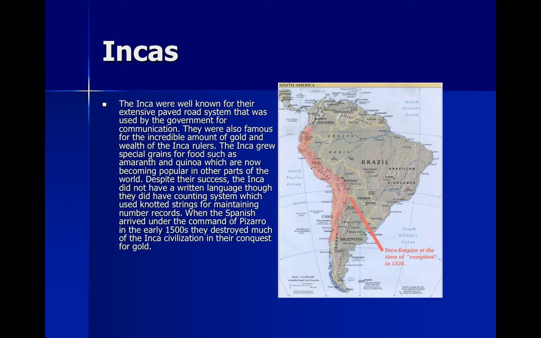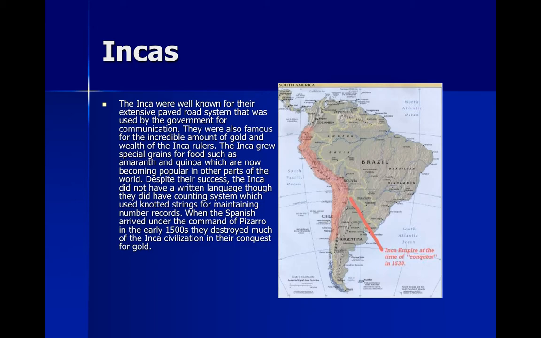Let's talk a little bit about the Incas. The Incas lived in the northern part of South America. They had a system of roads. They had an organized society. They too found a lot of gold. They were organized and thrived in this area.